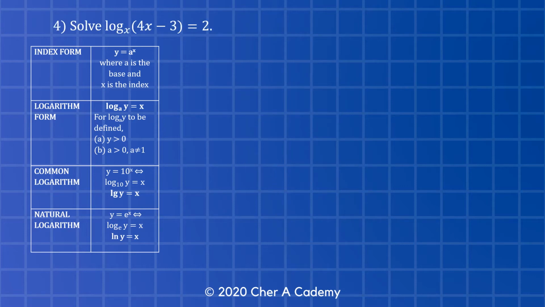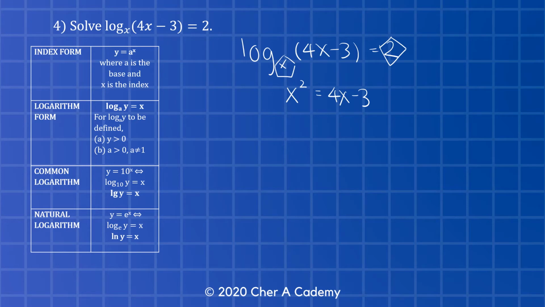Question 4. Solve log base x of (4x minus 3) equals to 2. So to do this question, we have to change it to the index form first, and we'll slowly tease out the x to find out what is x. So let's change it to the index form first. Log base x of (4x minus 3) is equals to 2. My x is the rock, the base. My 2 is the kite, which is the index. So I'll have x squared is equals to 4x minus 3.